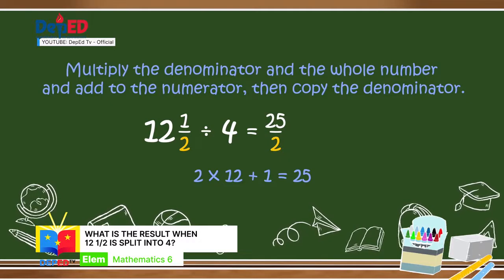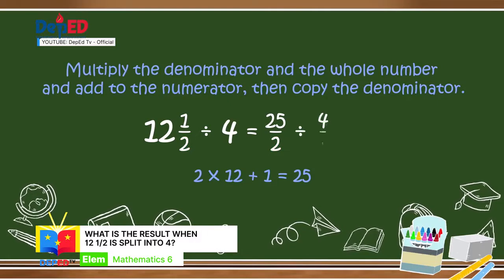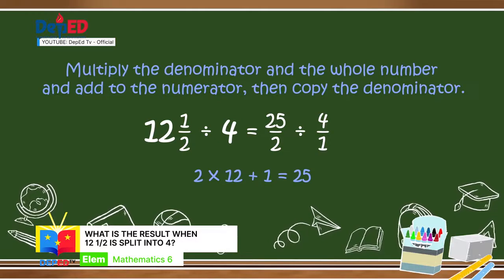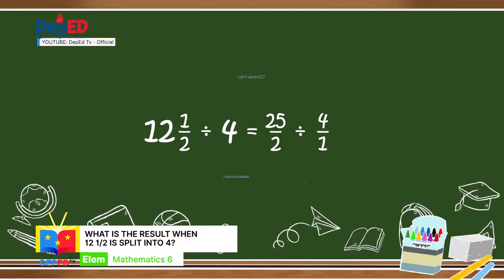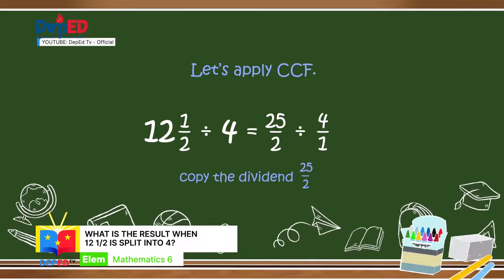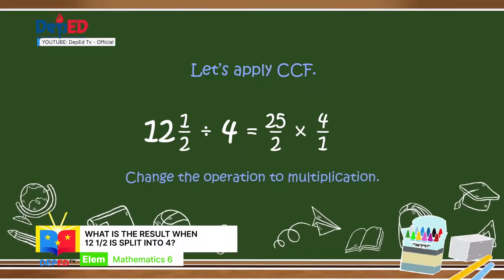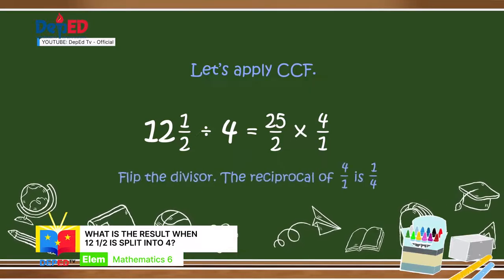Also, since the divisor is a whole number, use 1 as the denominator. So we have 25/2 divided by 4/1. Again, let's apply CCF. Copy the dividend 25/2. Change the operation to multiplication. Flip the divisor by getting its reciprocal. The reciprocal of 4/1 is 1/4.